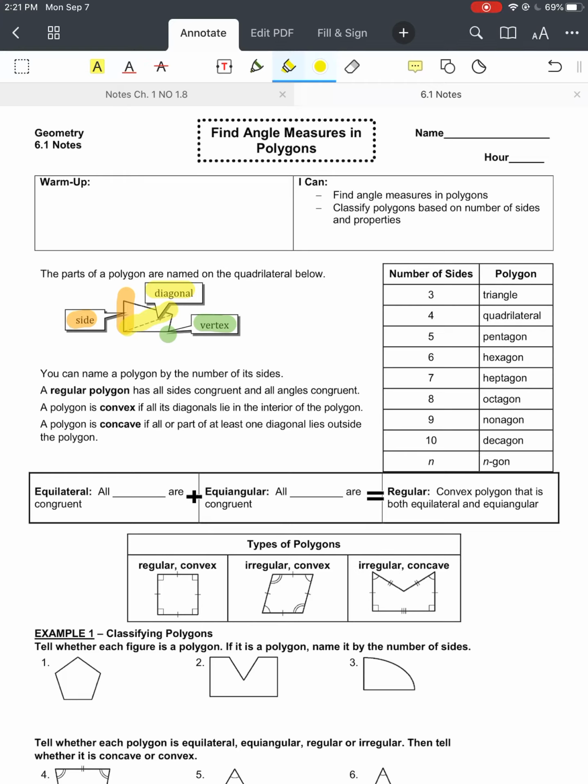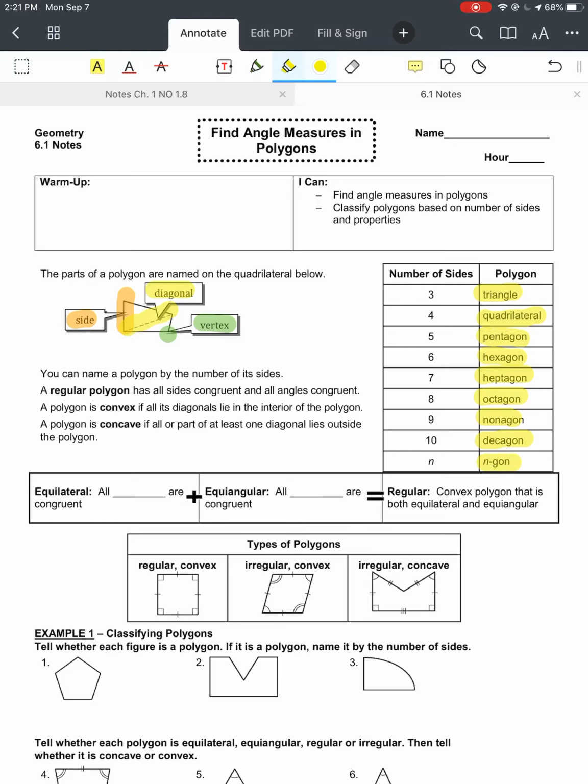So for polygons, to name them, the smallest polygon you can have is a triangle. That's the smallest way you can connect three sides into a closed figure. Four-sided polygons are called quadrilaterals. 5 is pentagon. 6 is hexagon. 7 is heptagon. 8 is octagon. Think of an octopus, 8 legs or tentacles. 9 is nonagon. 10 is decagon. And then anything above 10 is called an n-gon.